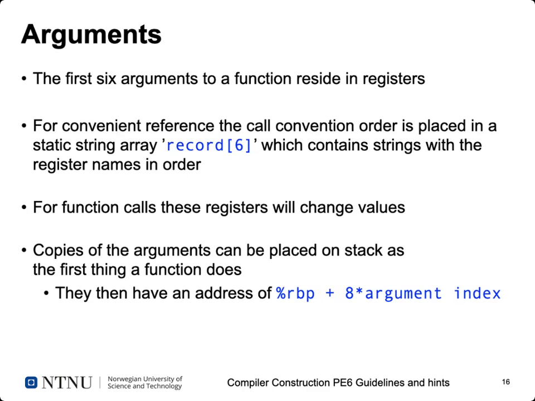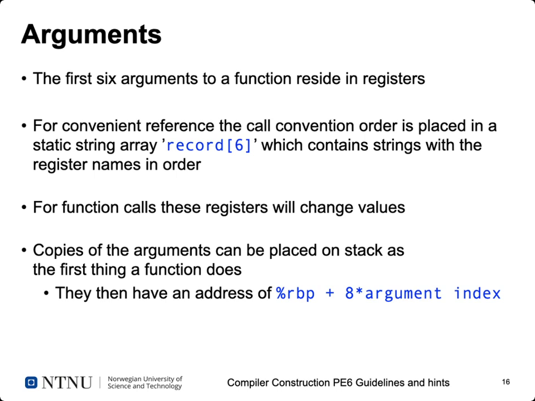Now arguments. We've already seen that the first 6 arguments to a function reside in registers, and we've seen the registers here. For convenience, the call convention order is also placed in a static string array, record of 6, which contains strings with register names in order, so you can use them to actually generate code that accesses parameters. So you can access record of 0 to get the 0th parameter, record of 1 to access the first, and so on and so forth.